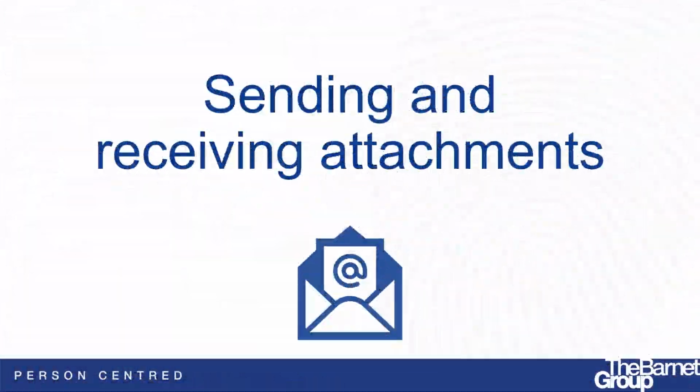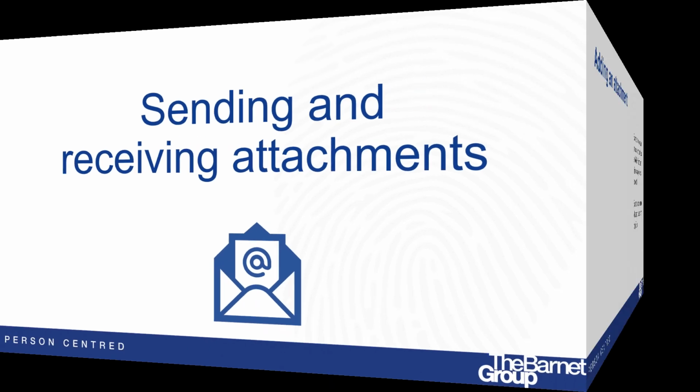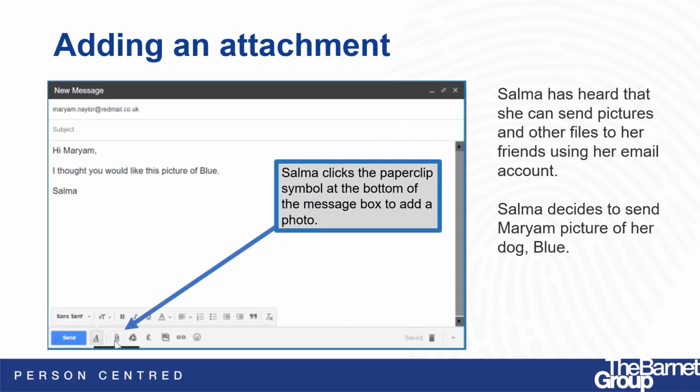Sending and receiving attachments. Adding an attachment. Salma has heard that she can send pictures and other files to her friends using her email account. Salma decides to send a picture to Mariam of her dog Blue. Salma clicks the paperclip symbol at the bottom of the message box to add a photo.